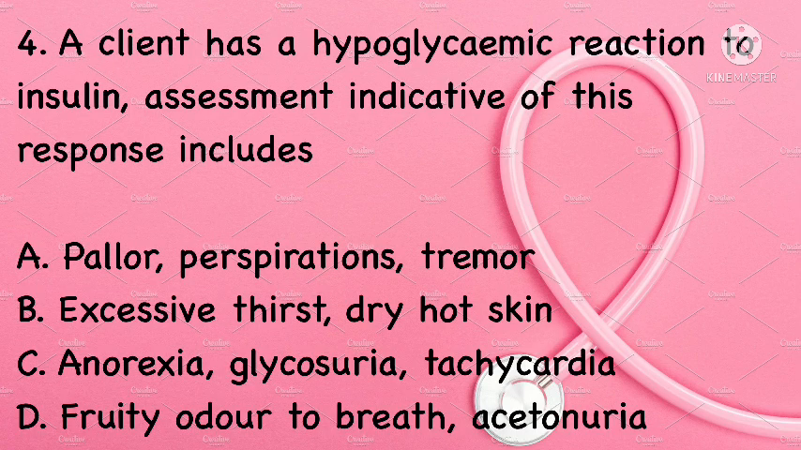A client has a hypoglycemic reaction to insulin. Assessment indicative of this response includes A. pallor, perspiration, tremor, B. excessive thirst, dry hot skin, C. anorexia, glycosuria, tachycardia, D. fruity odor to breath, acetonuria. Correct answer is A. Pallor, perspiration and tremor.